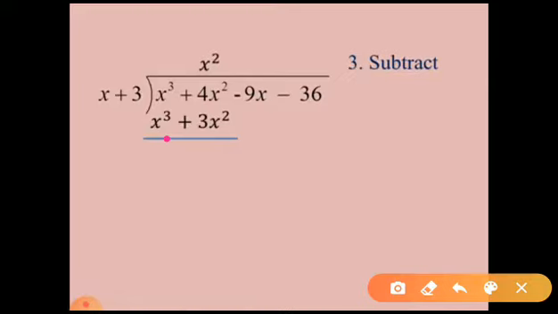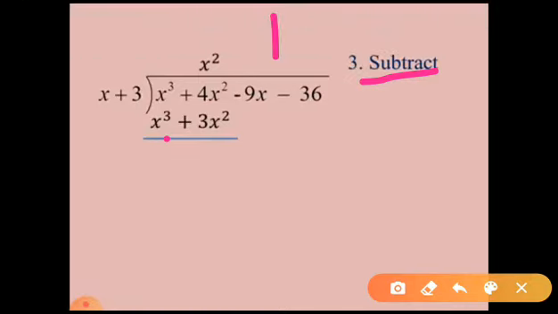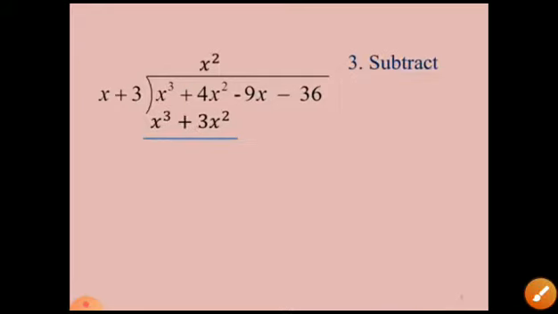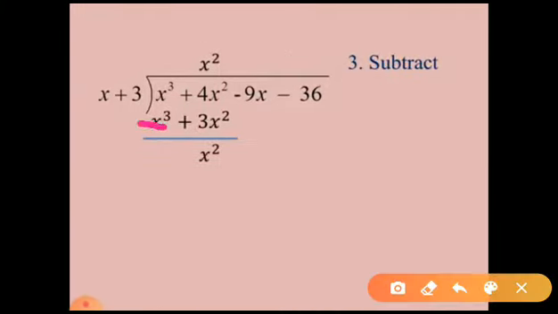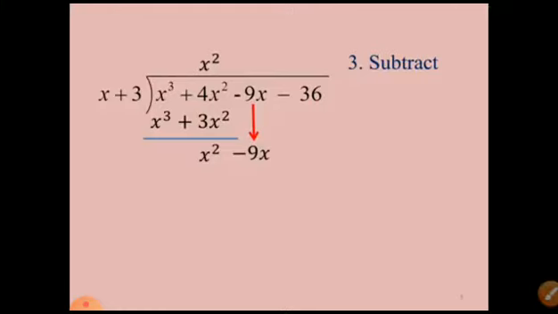What is the next step? Next step is to subtract. That means change the sign. So I'll be having this as minus, and this plus again becomes minus. So x cube and x cube will get cancelled. Then 4 minus 3 is 1, so 1x square, I can just write it as x square itself. So it will be x square. Next step, take your minus 9x down. Is that clear? The next term should be taken down.